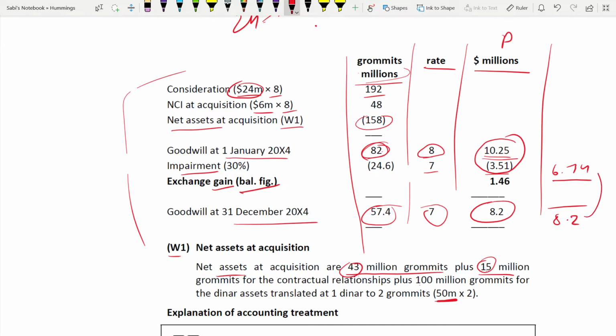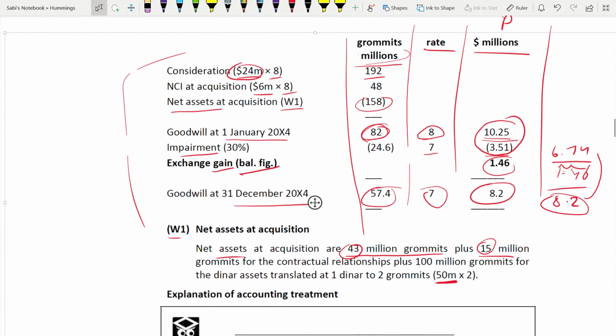So from here to here, what is the balance? If you see there's an increase in the goodwill at the year end, that means it's an exchange gain here. Some exchange gain you must have recognized here. So the difference is 1.46 and it's a gain because it's a positive sign, you can see. You add 1.46, then only you get 8.2. So that's the reason. That's the goodwill.